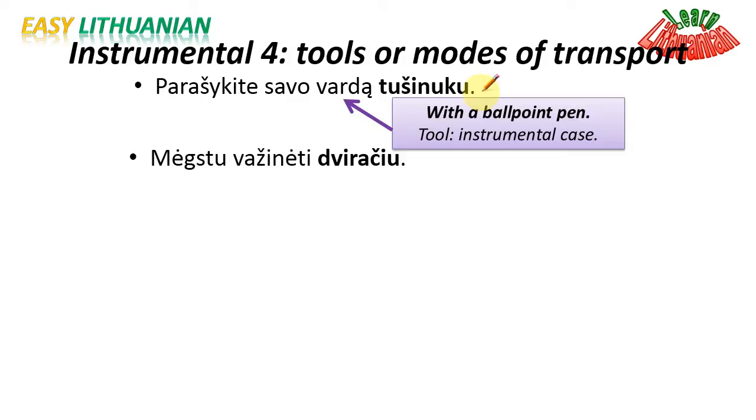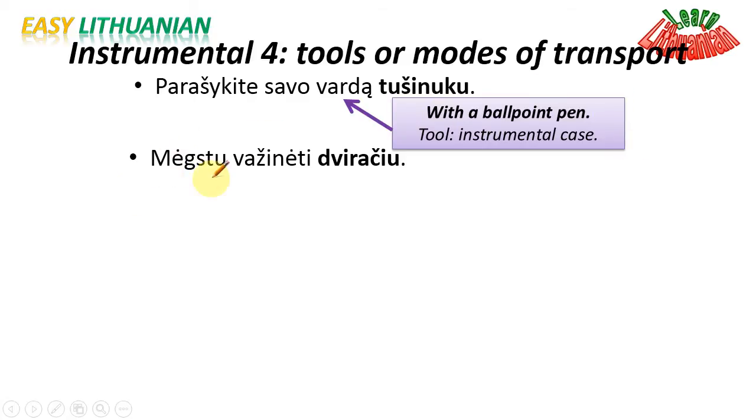So this is like a tool, and you write something with, or you cut something with your scissors. So žirklės is plural, so žirklėmis, with scissors. You cut something with a knife, peiliu. With such tools you use the instrumental case.